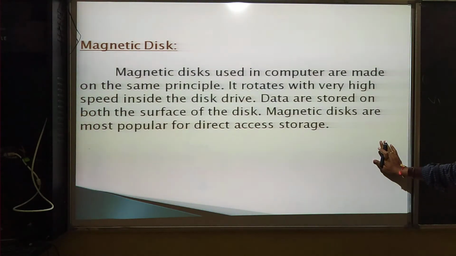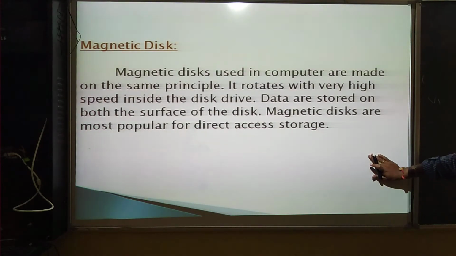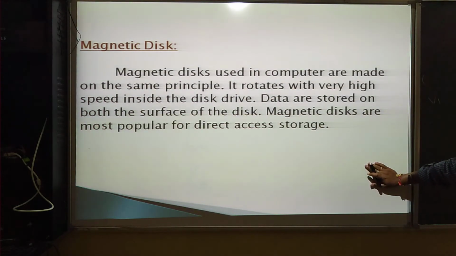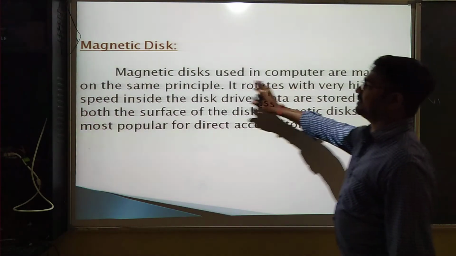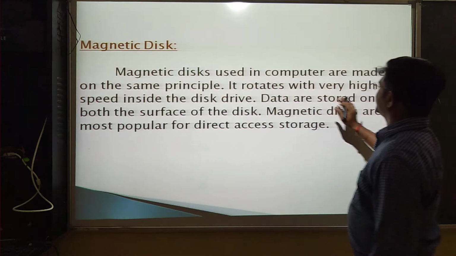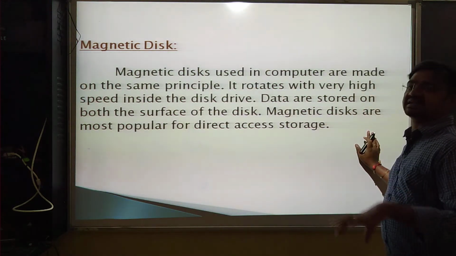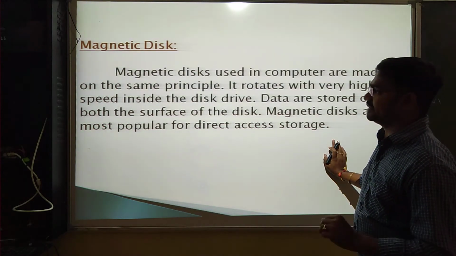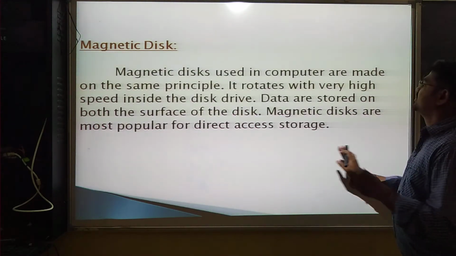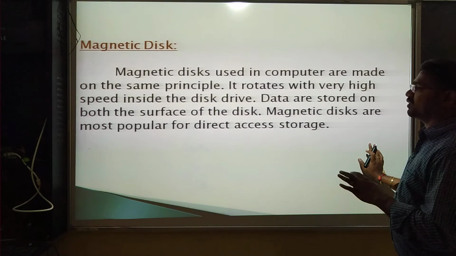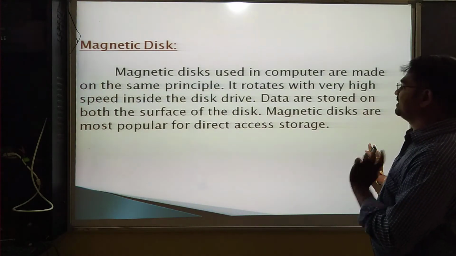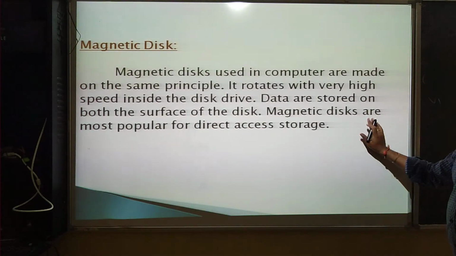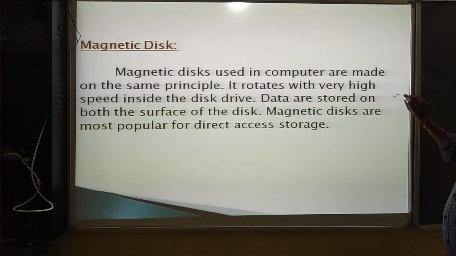The magnetic disks are the most popular for direct access storage. The same principles apply to magnetic tapes. The disk is rotated at a very high speed inside the disk drive. The data are stored on both surfaces of the disk.